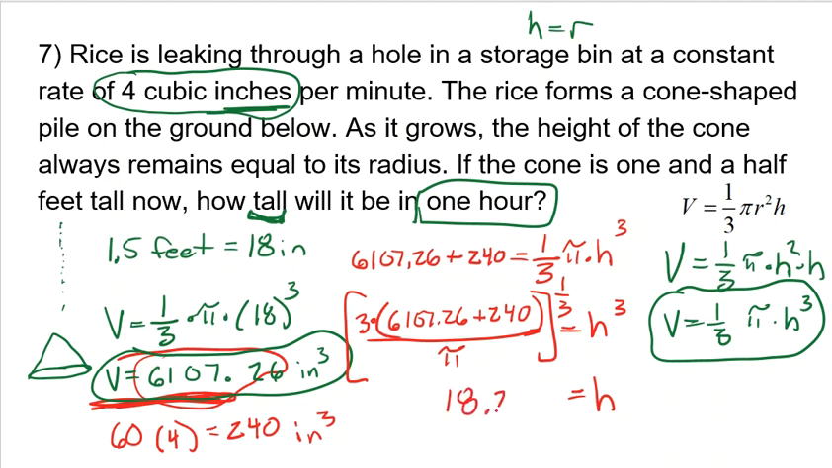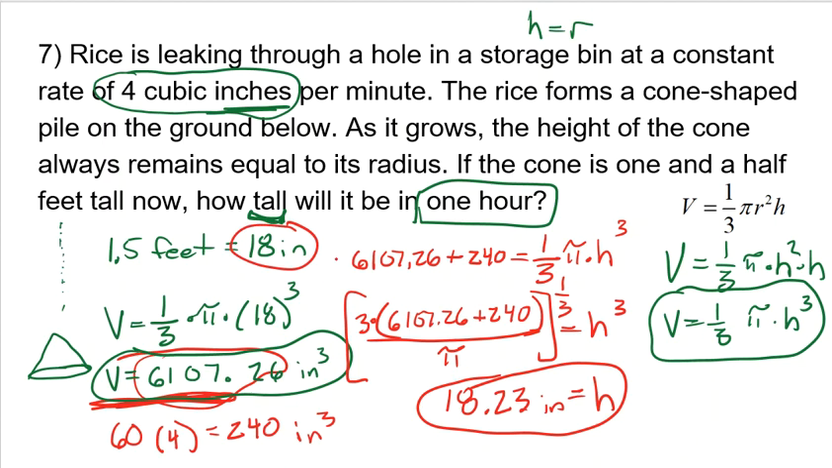So 18.23 inches. We started at 18 inches, and then after an hour of rice falling, I added some more volume to that. And remember, when that rice falls, it's going to slowly increase both the radius and the height. And the new height of that cone, after some new rice has fallen on it, is 18.23 inches. So, pretty good problem.